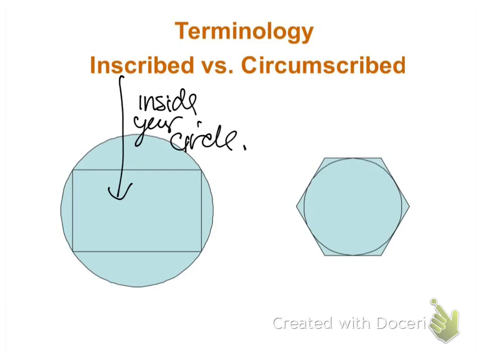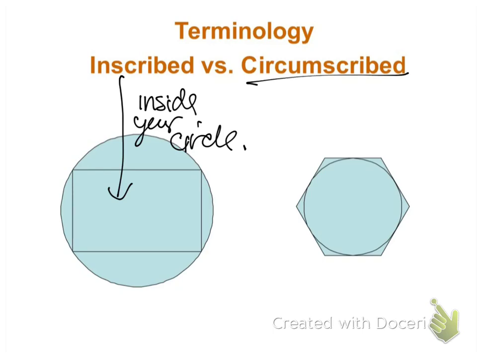So think about inscribed as inside. What you have to understand here, though, is that it's inside of the circle, okay? Because there's always going to be something inside of the other thing. You have to understand what is inside. So in this case, your polygon, in this case a rectangle, is inscribed inside the circle.